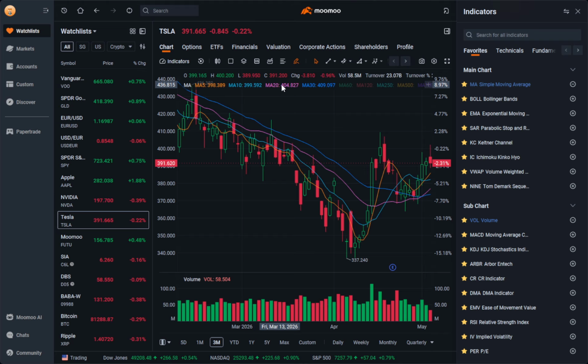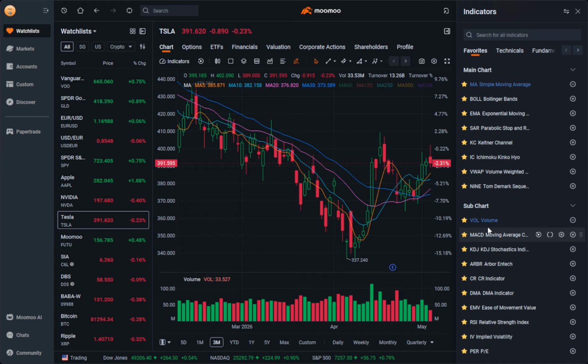VWAP is essential for day traders because it shows the average price paid throughout the session. Price above VWAP suggests a bullish bias. Below it leans bearish. Volume confirms strength. Big moves paired with high volume carry more weight.